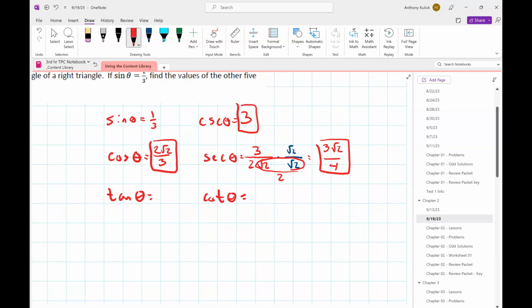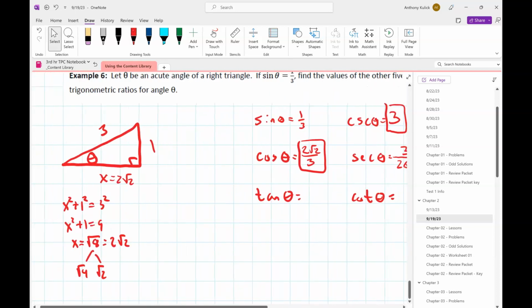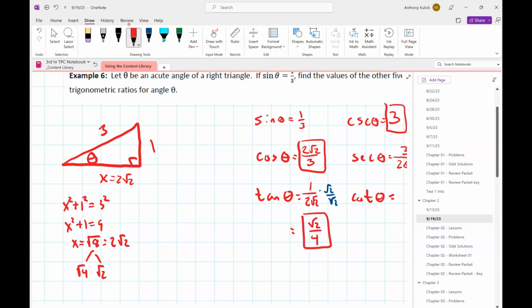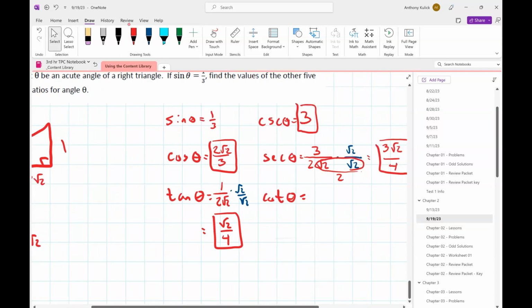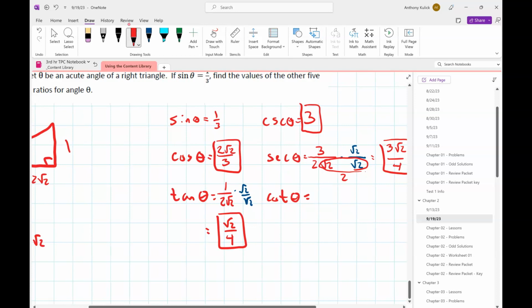So far, so good, everybody? Okay, tangent is opposite over adjacent. Got to do that same thing again. So I get 2 root 2 over 4. And then cotangent is just the reciprocal, so that would be 2 root 2 over 1, or just 2 root 2.